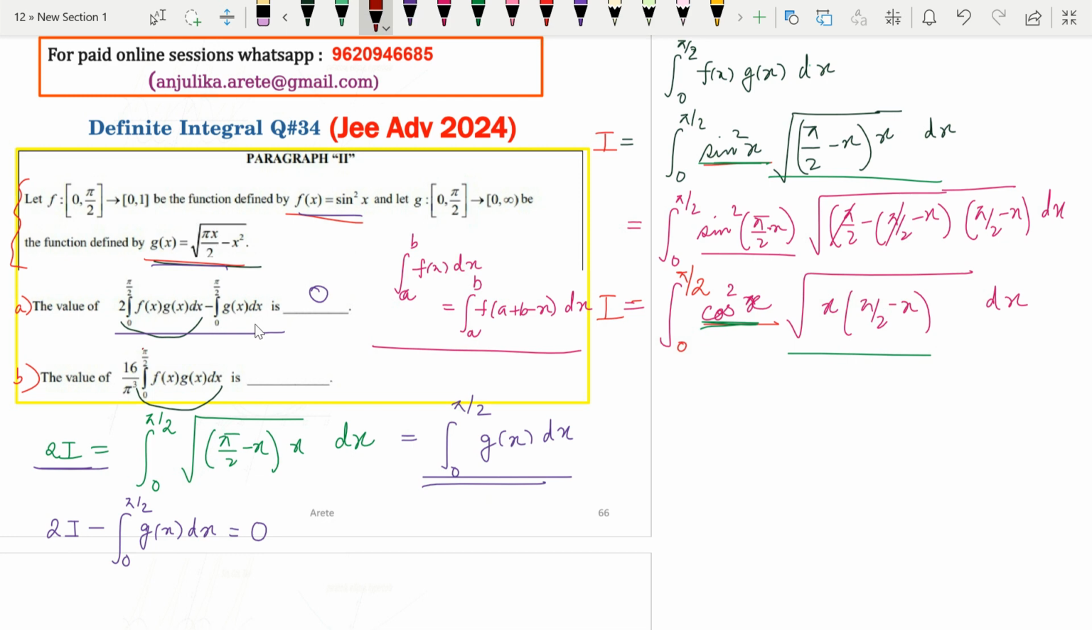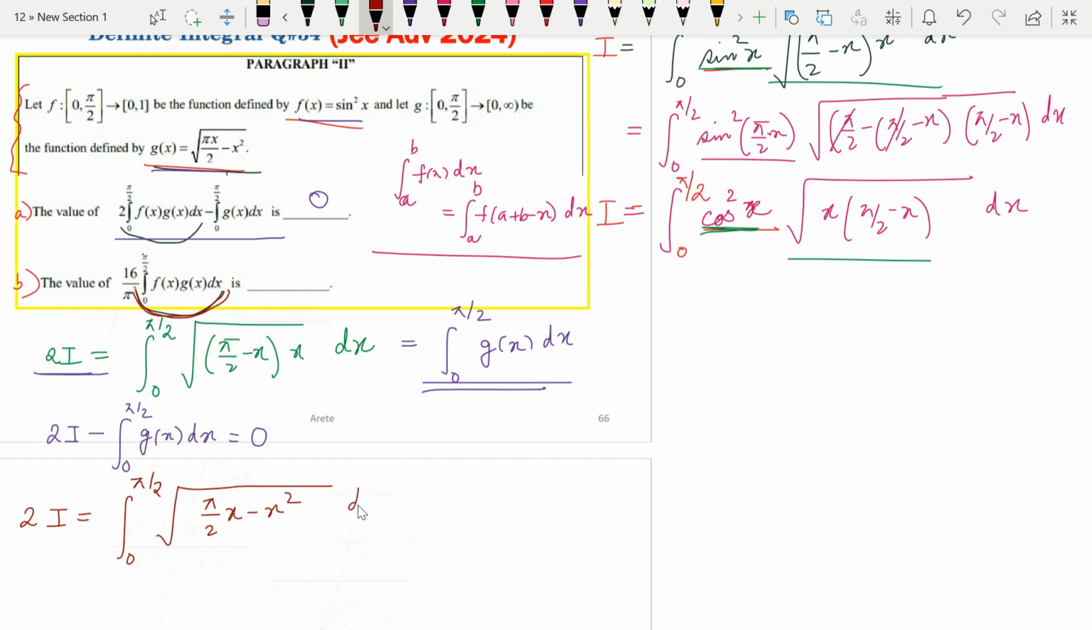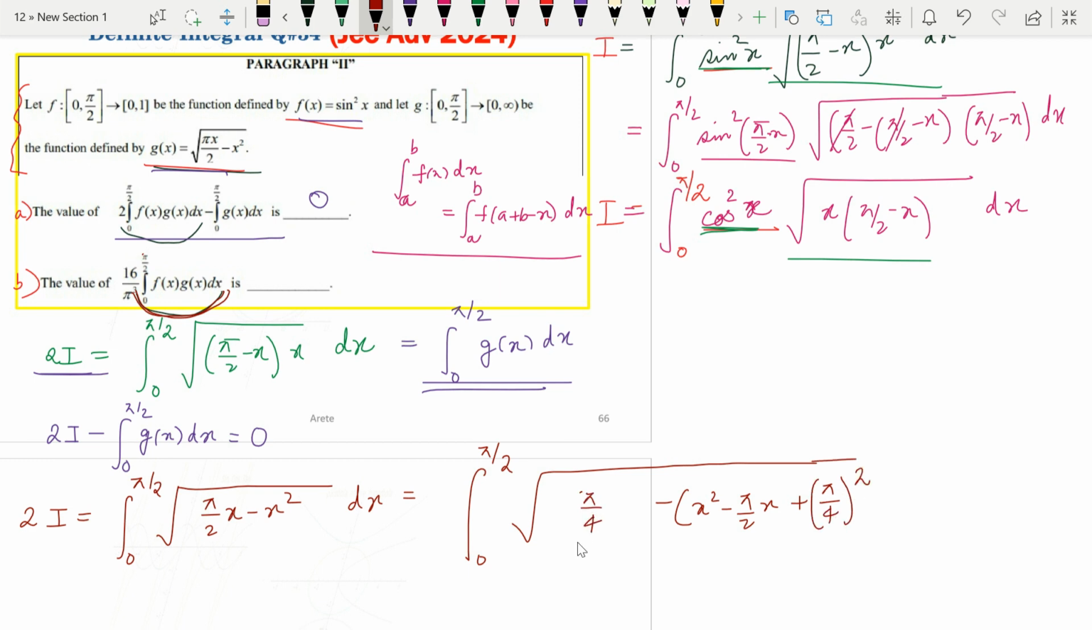But I'm not done, because they're actually looking for a value from me. So let's get going. This was I, and later on we will multiply by 16 upon pi cube. So my 2I is the integral of pi by 2 x minus x squared. You remember how we do these kinds of integrals? Completing the square. You have minus x squared minus pi by 2 x. What should I add to complete the square? b by 2a whole square. That's what we add.